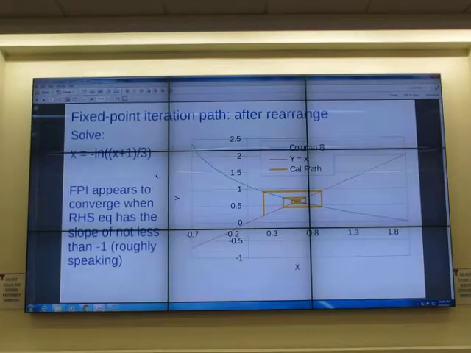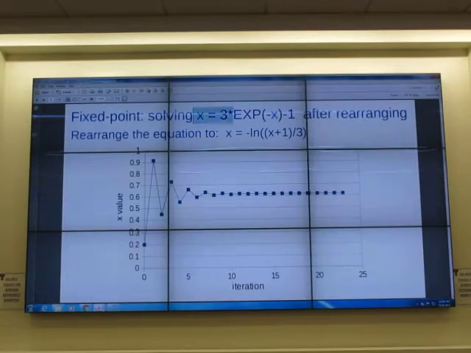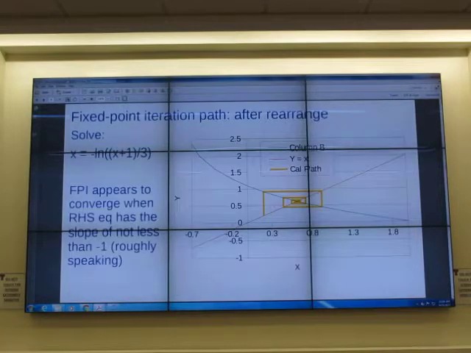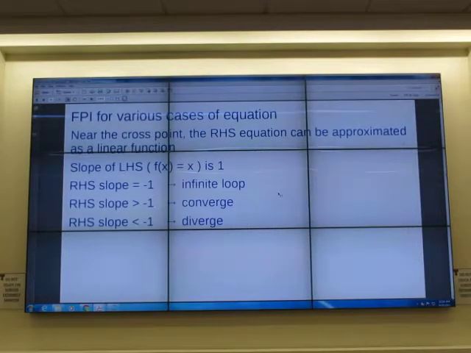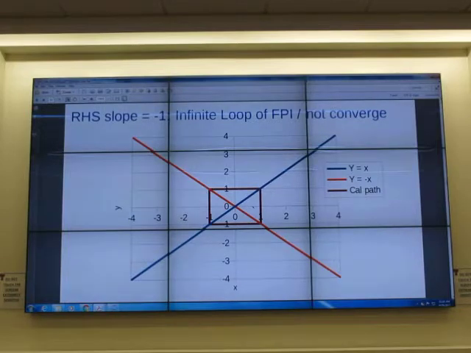By the way, we try to do this because when we write x equal to some function, you can have this 45-degree line cross with another line. Whether it's a curve or anything, when you zoom in close enough, we can assume that it's linear. So even though the blue line is a curve, very close to the cross point, you can say it's linear.